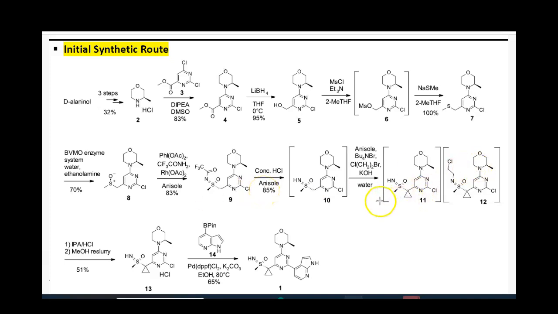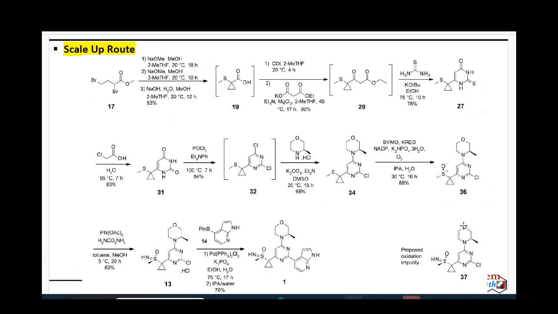And in the cyclopropylation step, there is some unwanted byproduct formed through over alkylation on the nitrogen center. So to address all these challenges, they developed the overall process during the scale up. So here is the scale up route. This is the overall scheme.